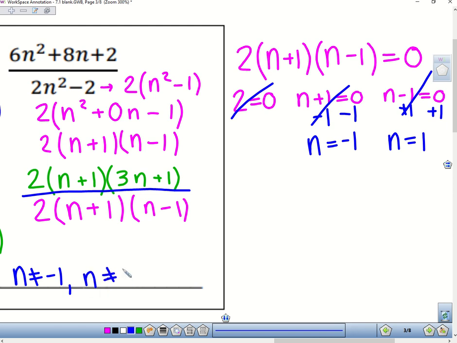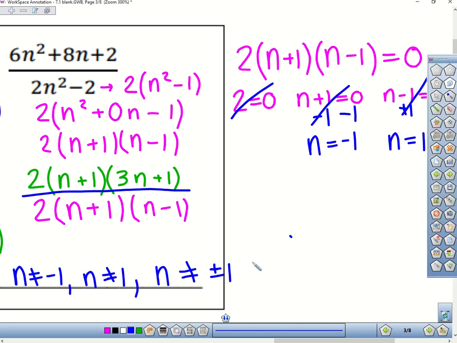Now, I want to mention this just because I know these tests like to get fancy with you, ACT, SAT. Another way they could have worded this is they could say n cannot be plus or minus 1. So that's the same thing, but just another way of saying that. Because they could also get fancy with you and say, what's the restriction? They could have said it like this. So just kind of want to mention that. That's another way they could have written it.